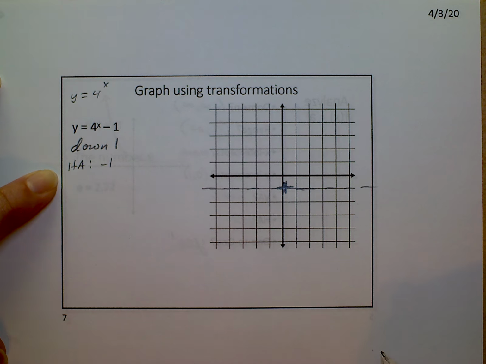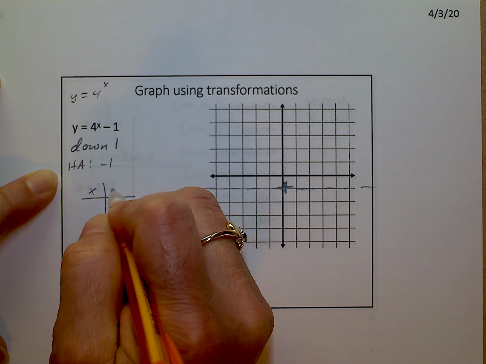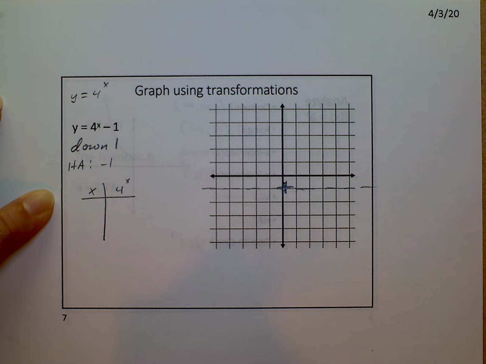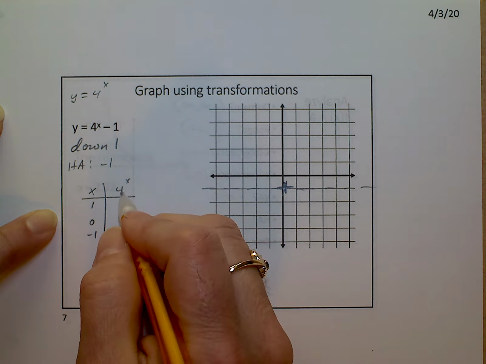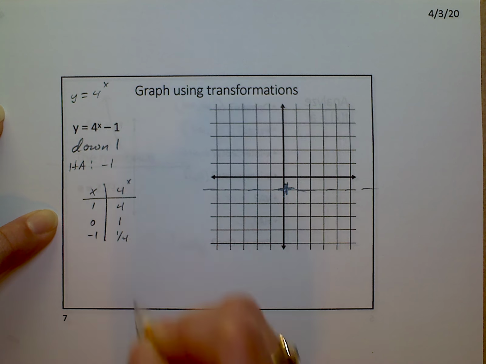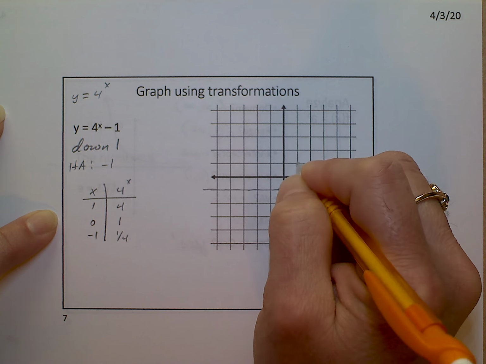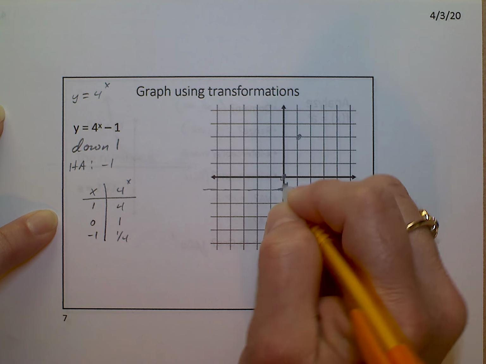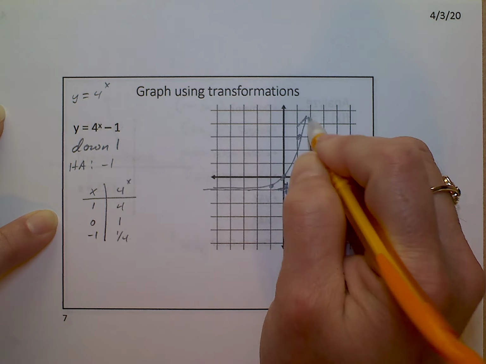Okay? Now I have my 3 points. My basic function is 4 to the x. And that's the one I'm putting these into because I have already taken care of that minus 1. So I'm going to use my 3 points. 4 to the first, 4 to the 0, 4 to the negative 1. And from this point, I'm going to graph those points. From there, using the horizontal asymptote, there's my graph.